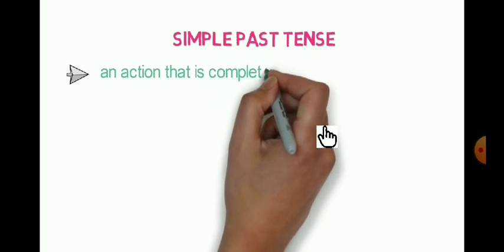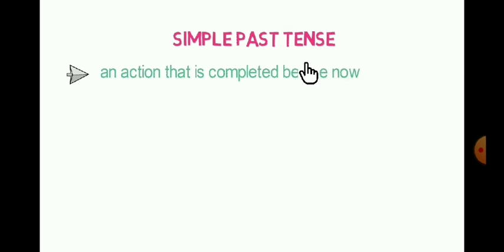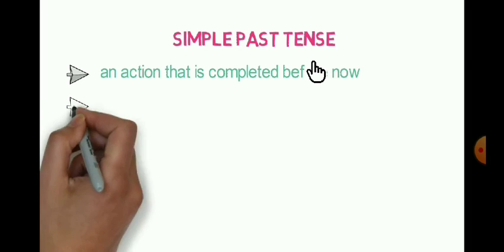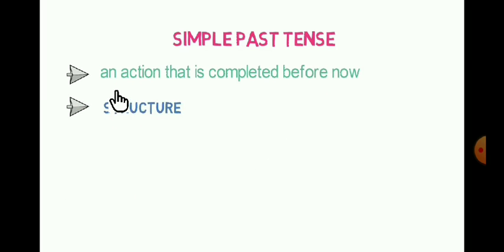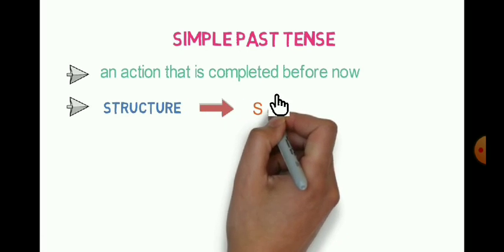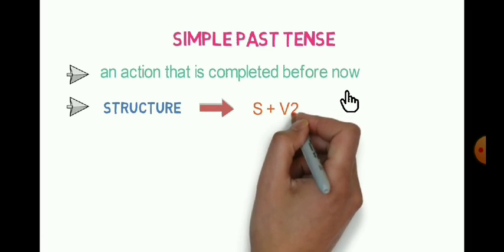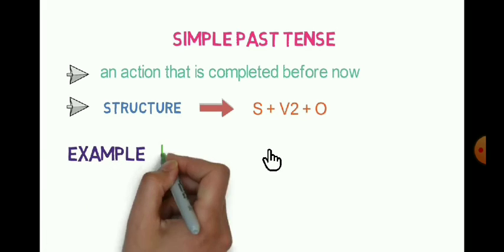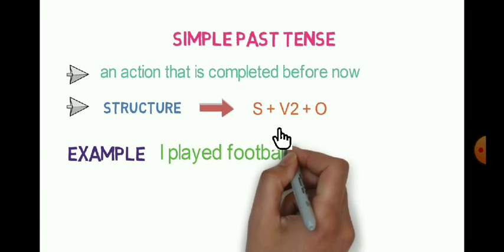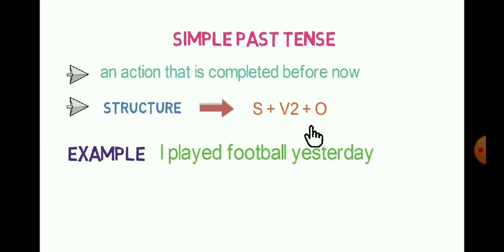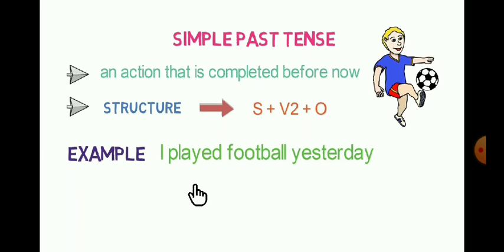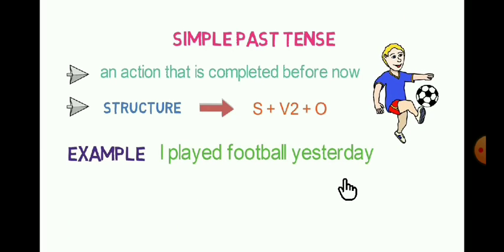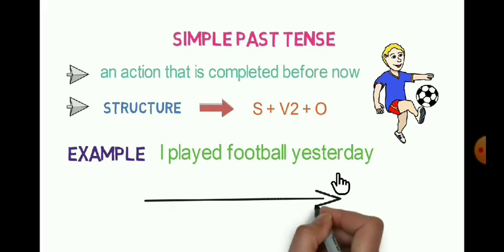Now let's begin with the simple past tense. What is it? Simple past tense. So here the meaning is an action that is completed before now. The action that is completed before now is called simple past tense. So the structure is subject plus verb in the form of two plus object. Example, we have I played football yesterday. Instead of play we have used ed, the past form. So I played football yesterday.